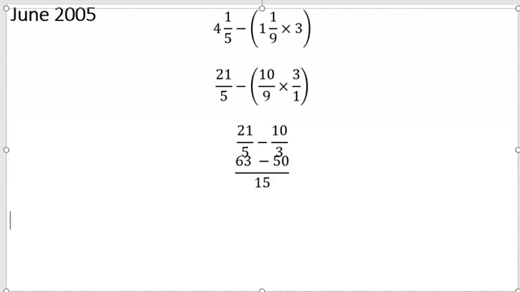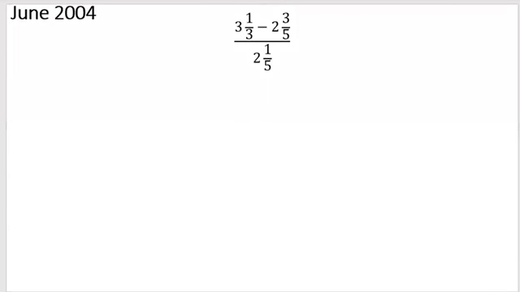So now I have 63 minus 50, and that leaves me with 13 upon 15, and that is my answer for June 2005, 13 over 15. And now we are at June 2004.